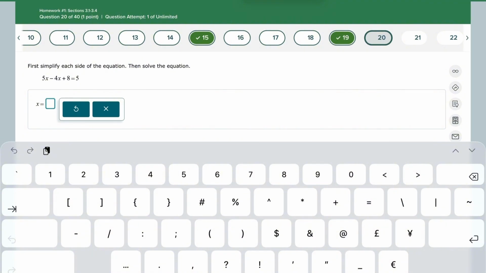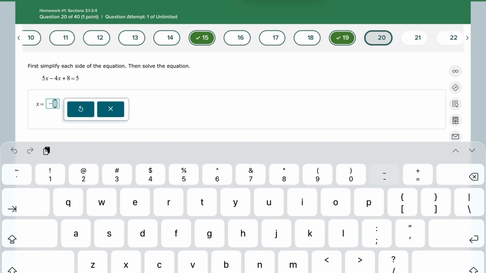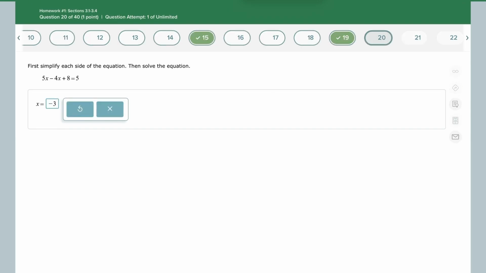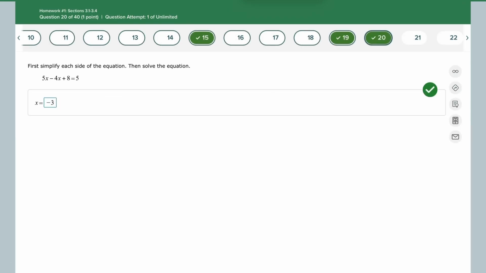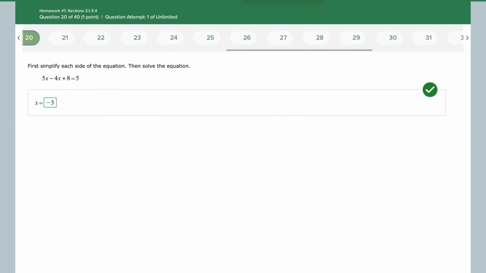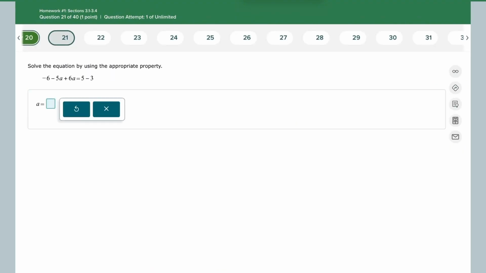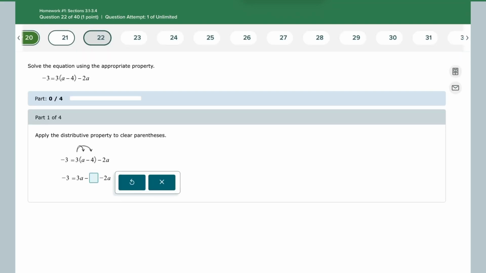I think I just said, what was it? Negative 3? Yes, it was. Negative 3. Moving right along. Same thing here. Combine like terms and solve for A. Same thing. Distribute. Combine like terms. Solve. And they take you step by step.